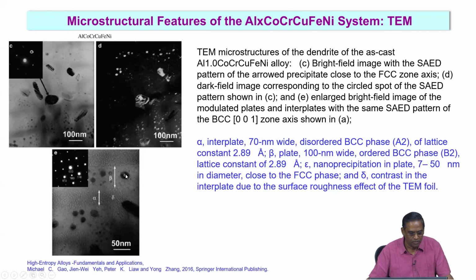And then there is an epsilon marked here. You can see that there is an epsilon here. It's a nanoprecipitate in the plate, which is 7 to 5 nanometers in diameter. So you look at the feature dimension, it is less than 10 nanometers. Getting this kind of information under normal SEM is not going to help much. So you need a complementary technique like TEM. So you get this idea, which is again from the electron diffraction studies. It is close to the FCC phase, and delta is a contrast in the interplate due to the surface roughness effect of the TEM foil.